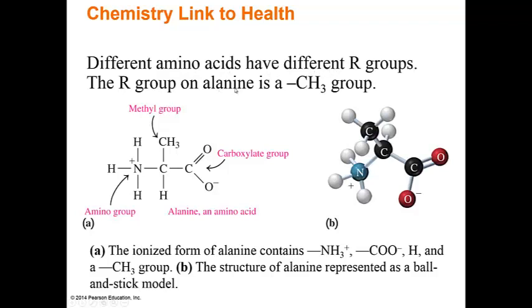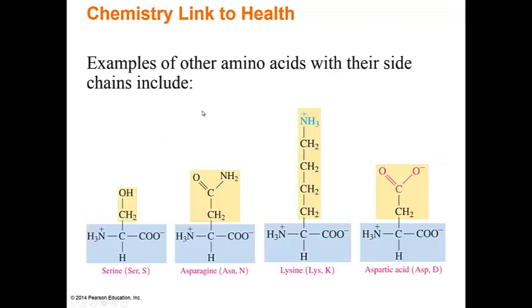The R group on alanine is CH3, so it just represents the group associated with all the different structures. So we've got this methyl group here. This is our amino acid grouping, and then we've got our carboxylate group over here. Some examples of other amino acids with their side chains include serine, asparagine, lysine, aspartic acid.